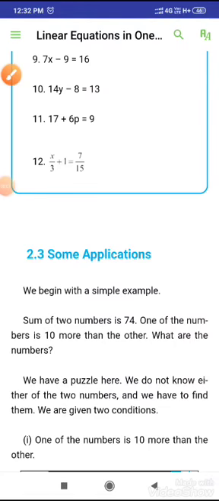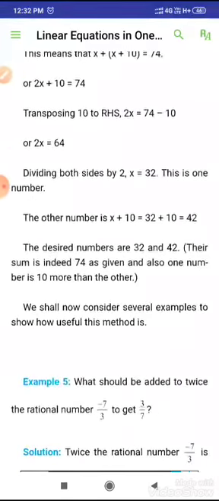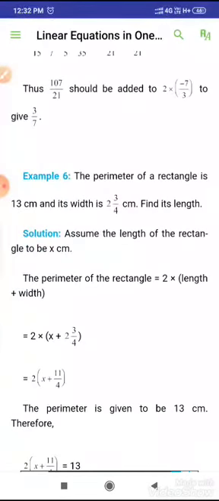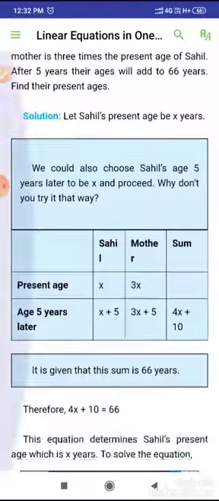Hello everyone. In this video, we are going to discuss some applications of linear equations in one variable. So now let's start with our exercise 2.2.